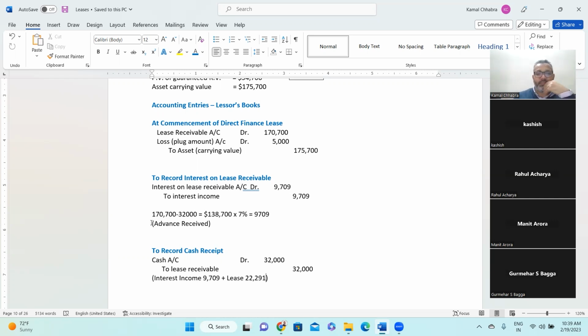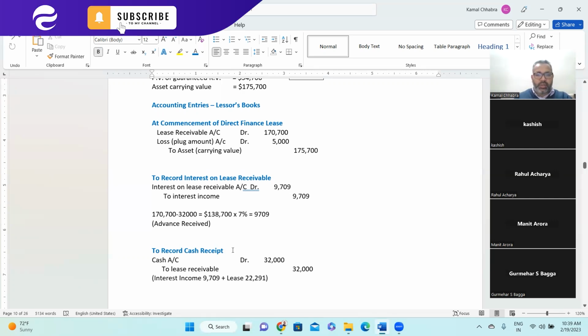Any doubt? Sir, if we are paying 32,000, we are saying 32,000, and we are saying that the payment is in advance. No. This one is like after 1 year, to record the cash receipt. What would be the advance payment at the start of the lease?